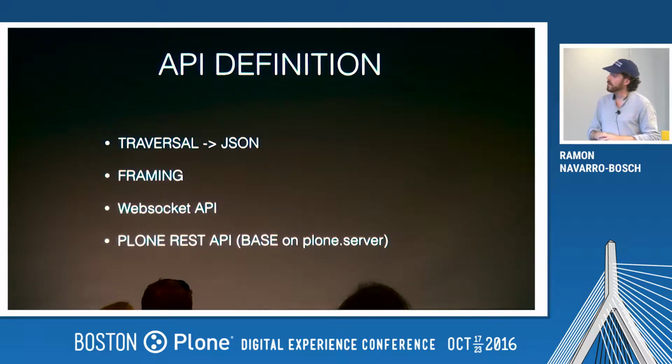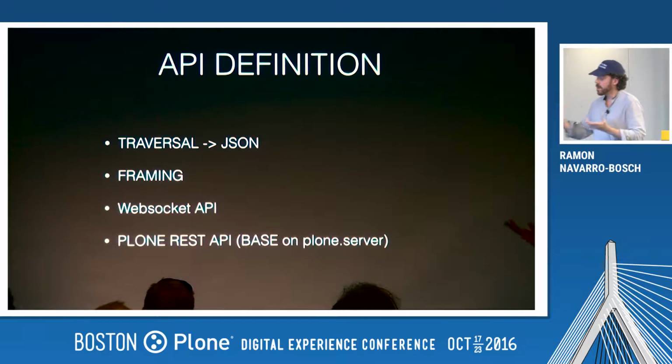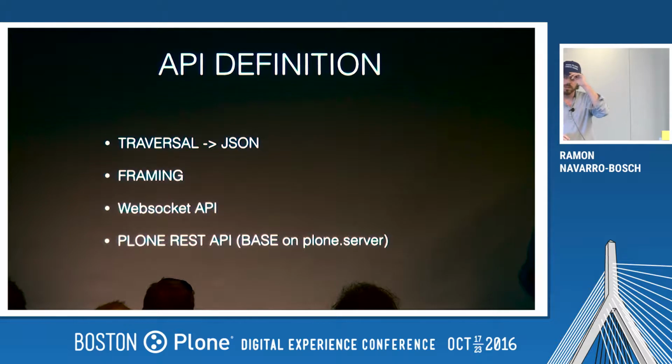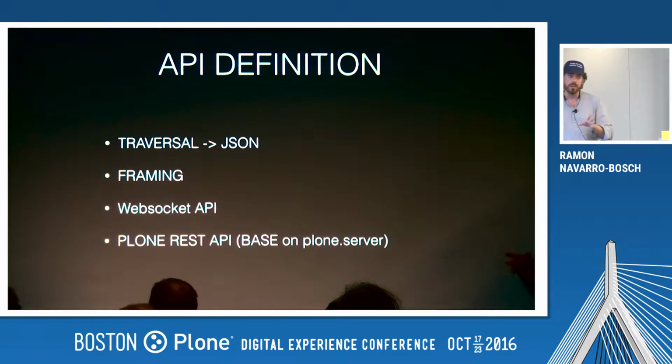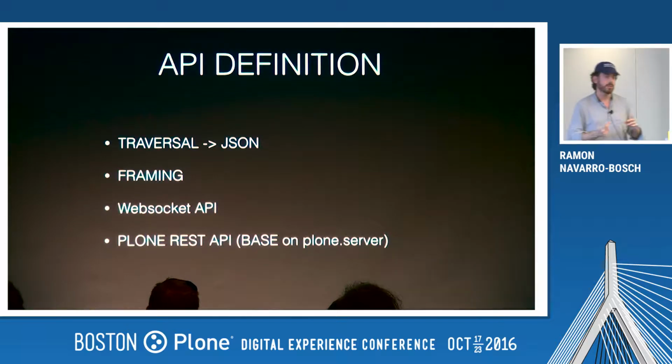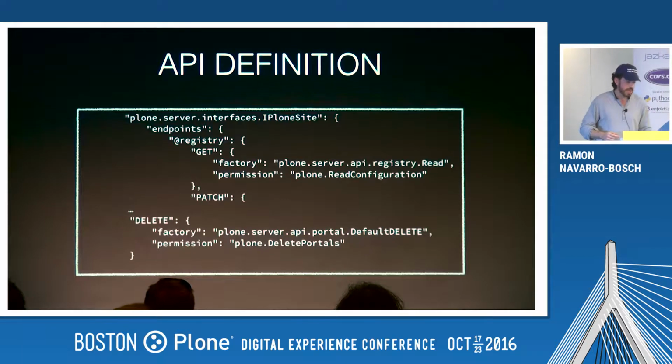Fields and framing. It's also important that when you're getting an object, you have the option to also get different related information for the object. WebSockets API. As we were moving to an asyncio backend, we were able to offer the REST API through a WebSocket. So you can create, delete and get content through the WebSocket connection. And it is all based on the Plone REST API, trying to fulfill as much as possible the actual Plone REST API. So how does it look?